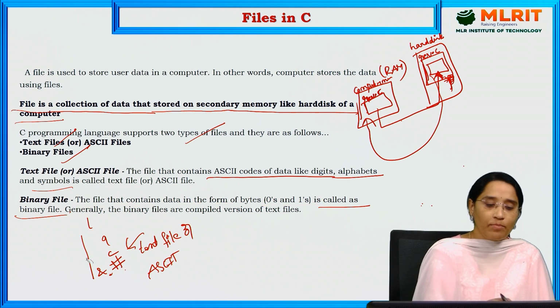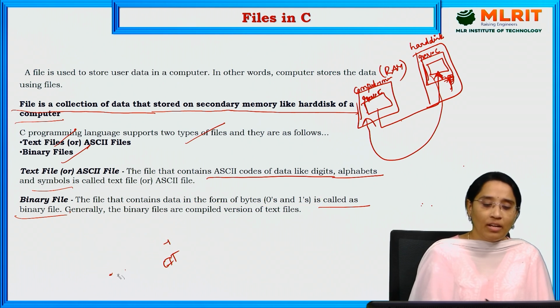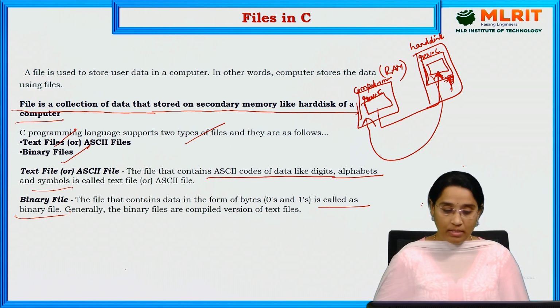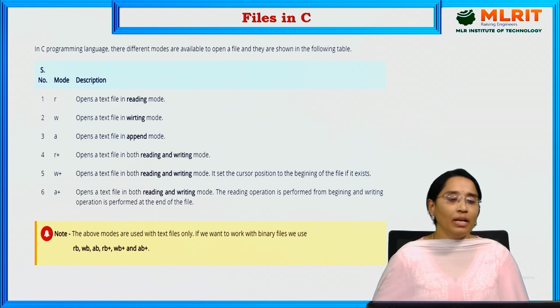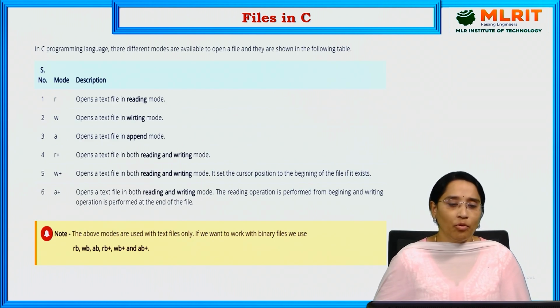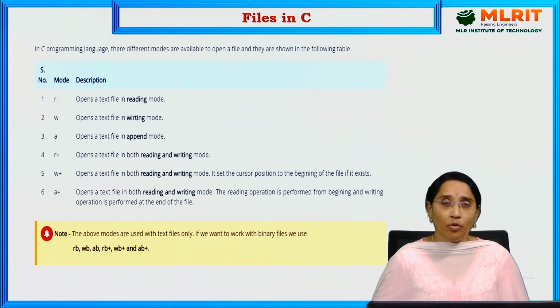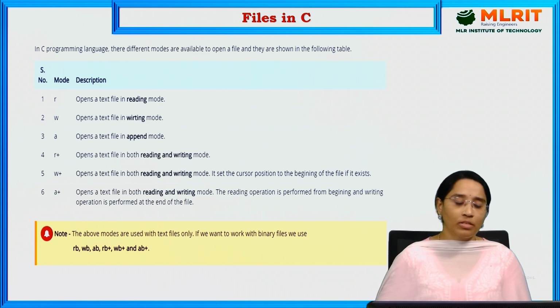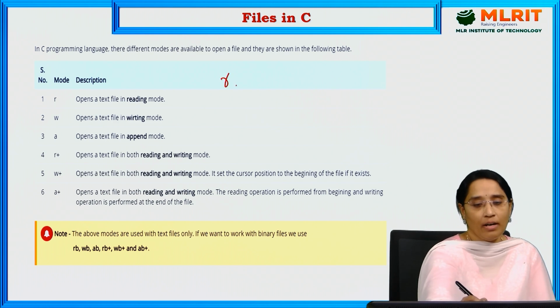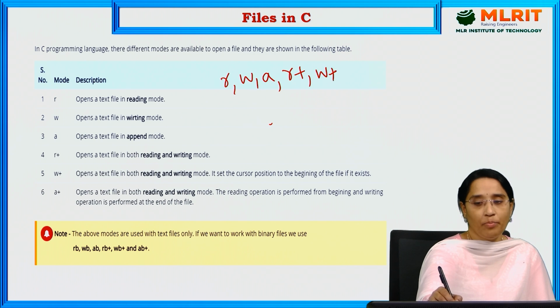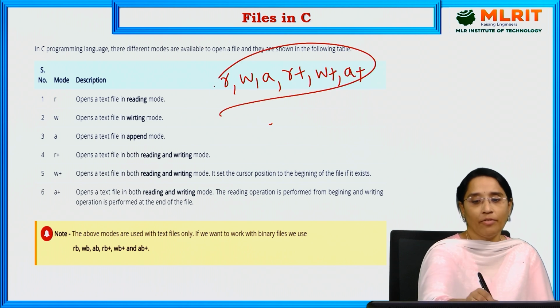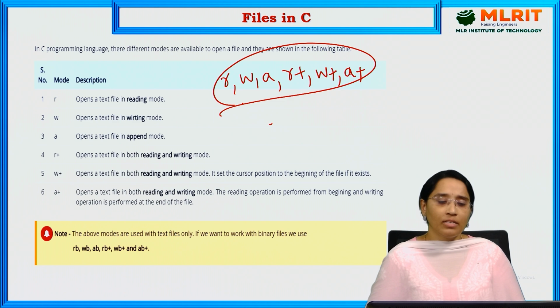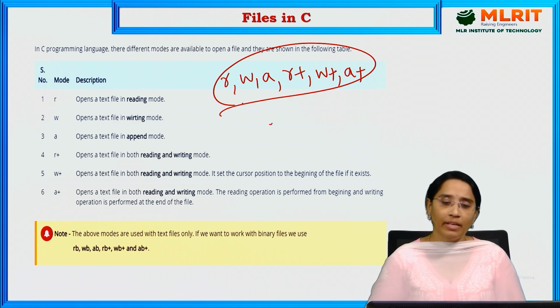So there are two types of files: the text file and the binary file. The text file contains digits, alphabets and symbols. The binary file contains zeros and ones. In the C programming language, there are different modes available to open a file. If you want to open any file, these are the following modes: r, w, a, r+, w+, a+. These are your file modes. Based on the specific mode, you can open that file in that particular mode.